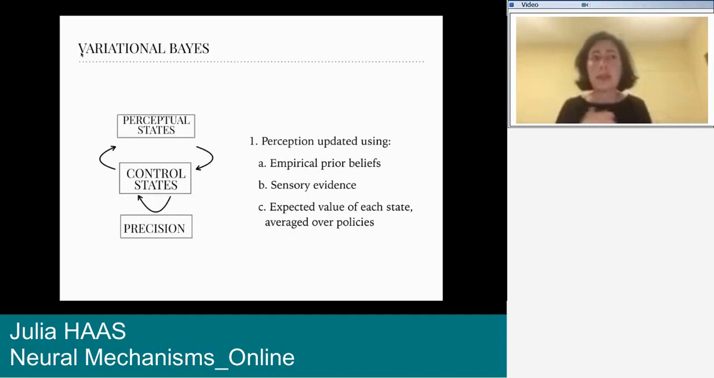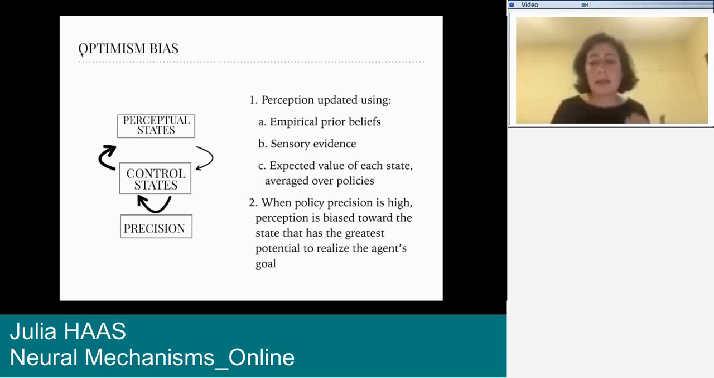It has three kind of terms here, two of which will be very familiar. So perception is updated using empirical prior beliefs, same as in empirical Bayes, as well as sensory evidence. But there's a third term now, right? It's conditional on the policies as well. And so perception is itself conditional on the expected value of each state, right? And this is going to result in a kind of top-down effect when certain features are true of precision. So when policy precision is high, perception is going to be biased towards the state that has the greatest potential to realize the agent's goal. So in other words, when precision is high, the idea is that some of the policies that I like the most are going to be the most likely. And so this is going to kind of give a top-down effect for the control states or the policies.